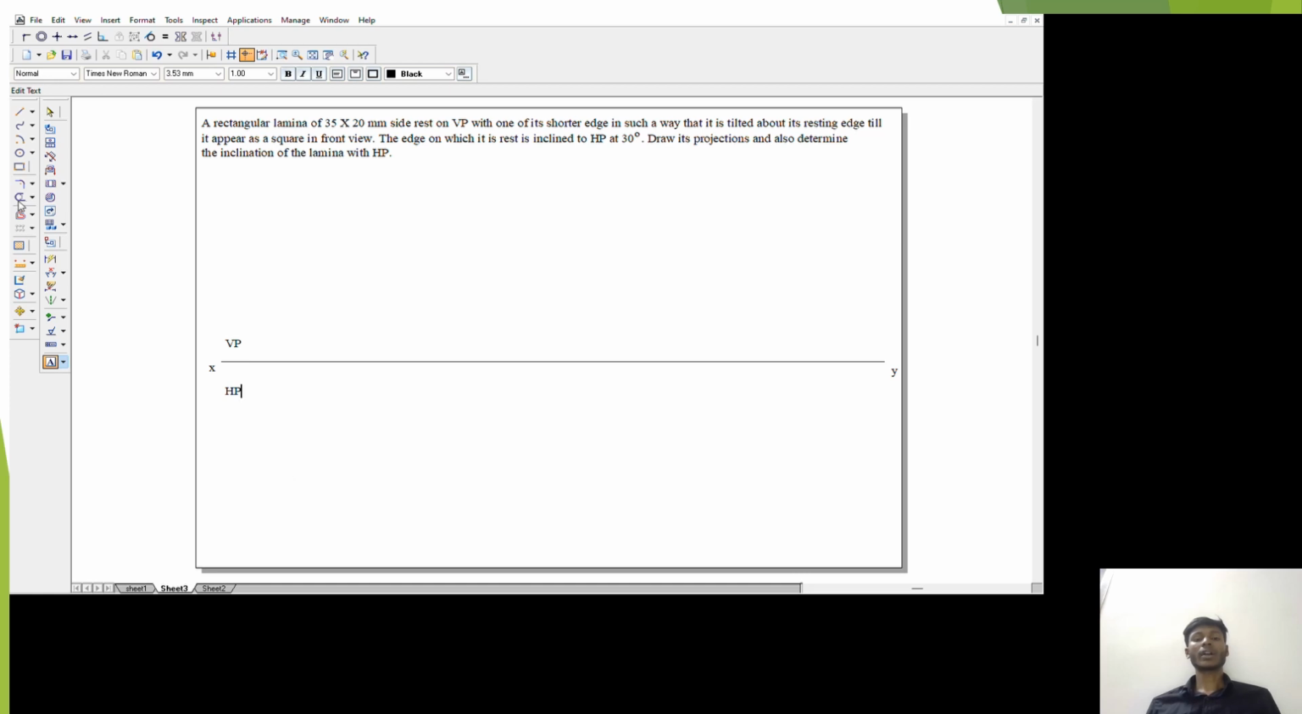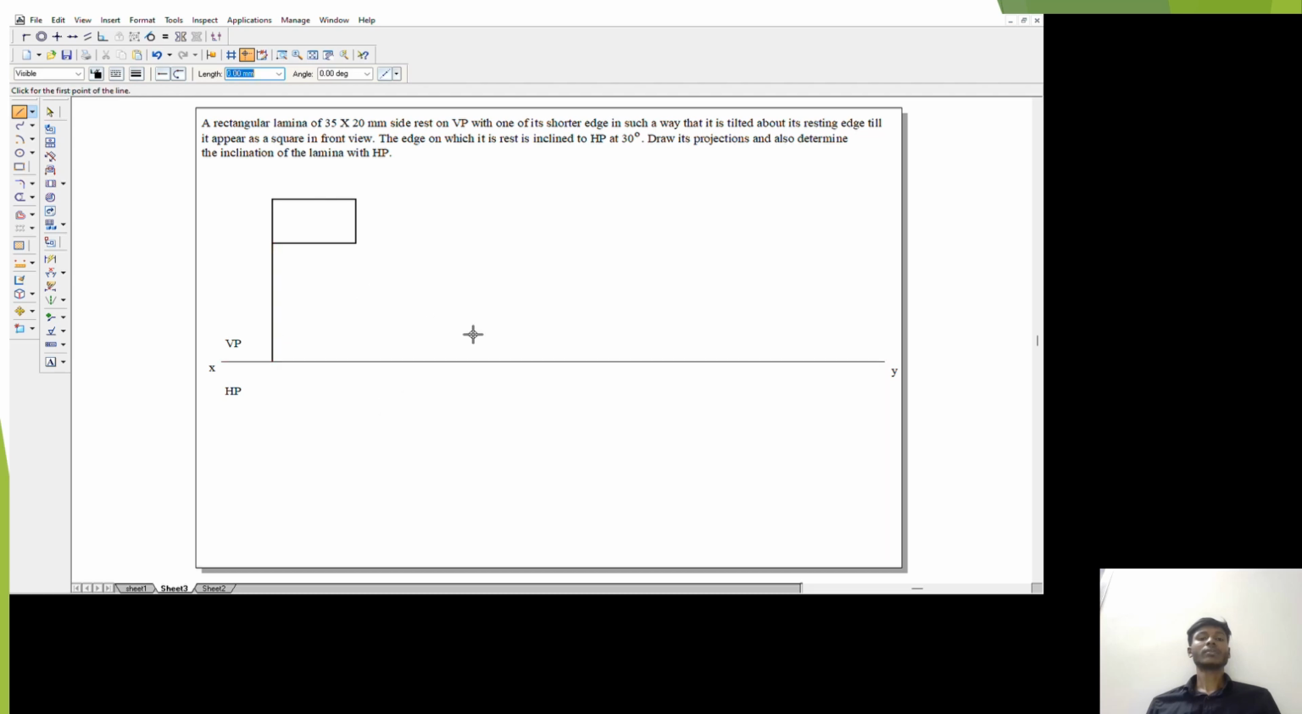Go to the line command and draw the XY line, then go to annotation and mark XY, and mark the upper position as VP and the lower position as HP. Then go to the rectangle command, give width 35 mm and height equal to 20 mm and angle equal to 0 degrees. Then draw a rectangle wherever we want. Then make the rectangle a visible line. Then draw a projection line towards VP.